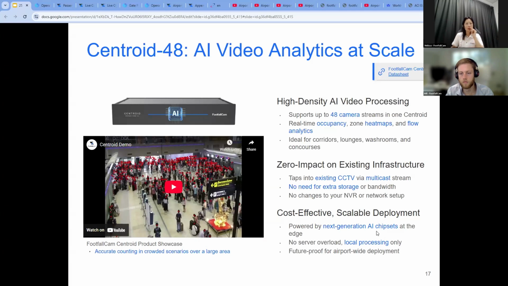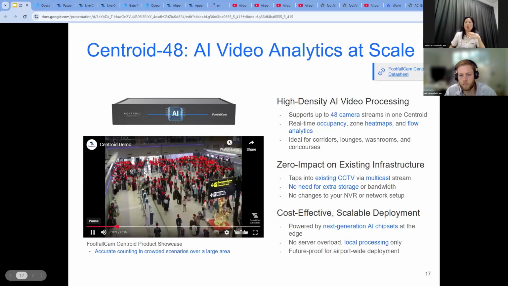Now it's important to clarify, some people confuse the Pro 2 sensor, which I mentioned earlier, and the Centroid 48, but they serve different use cases. The Pro 2 includes stereo vision and Bluetooth, and is ideal for accurate people counting at entrances, smaller enclosed areas, or when you want to count the journey across a long journey path. The Centroid 48, on the other hand, is for analyzing existing CCTV video.